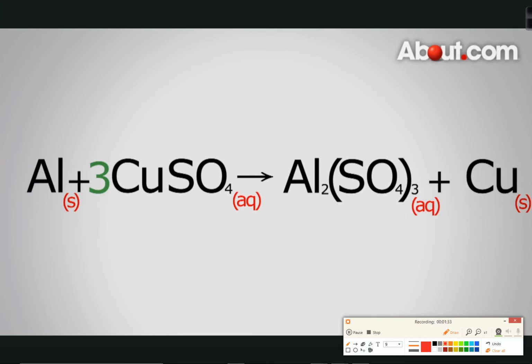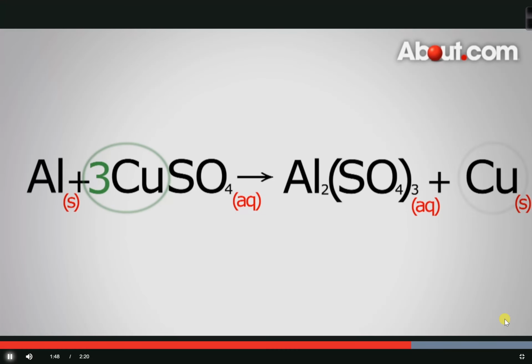Note that we cannot put the 3 as a subscript, because that would change the chemical formula and we wouldn't have the copper 2 sulfate any longer. We now have 3 molecules of the copper 2 sulfate. Accordingly, the number of copper atoms on the left increased from 1 to 3.